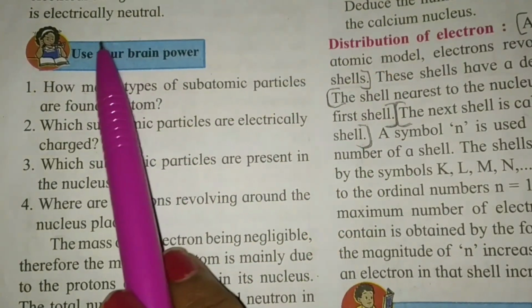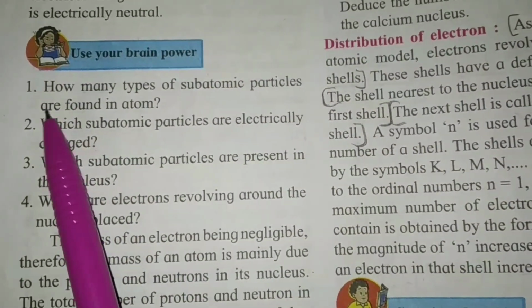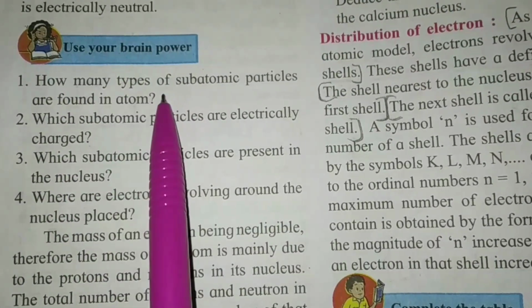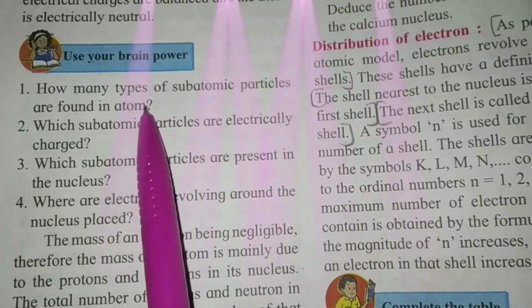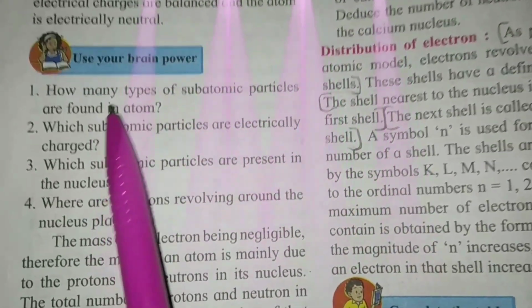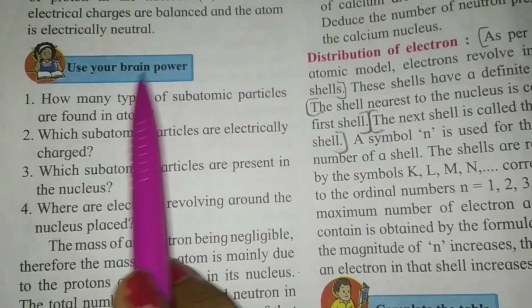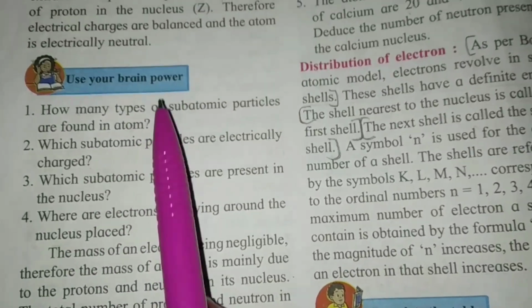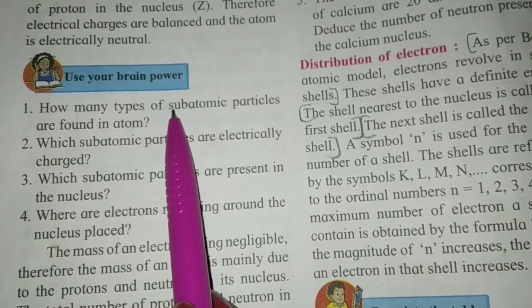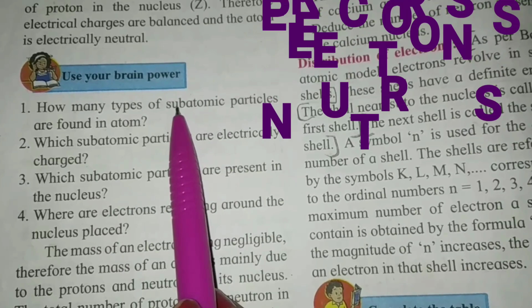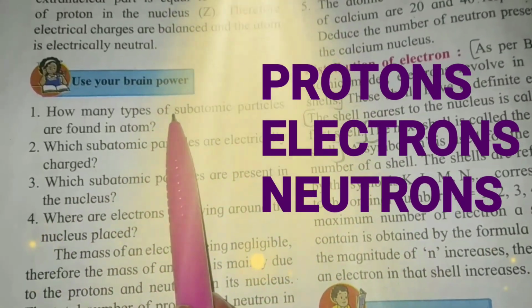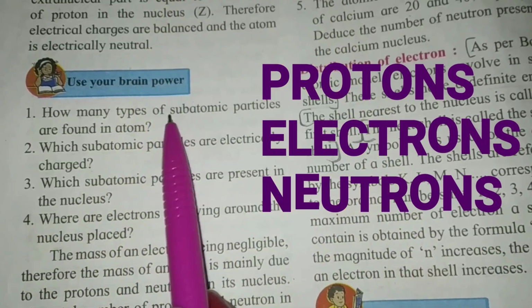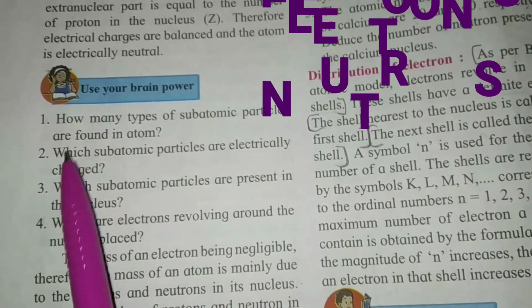Let us see again. Use your brain power. In that first question is, how many types of subatomic particles are found in atom? I know you are answerable, but I am giving you answer. Students, there are mainly 3 types of subatomic particles in an atom. They are proton, neutron and electron. You can write the answers.